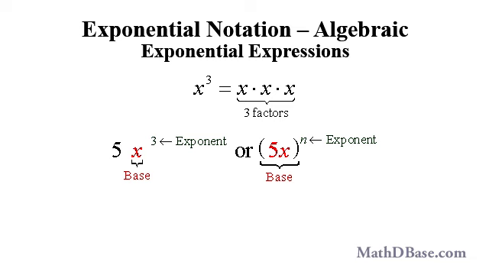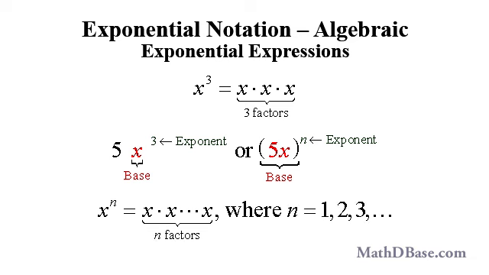In algebra, exponents can also be variable or unknown quantities. So the expression x to the nth represents an unknown number x raised to an unknown or unspecified power n. As in the case of an exponent that is a specific number, the exponent indicates the number of times the base is to be written as a factor. So x to the nth means n copies of x multiplied to each other. Here, the exponent n can be any natural number, which are whole numbers larger than 0.